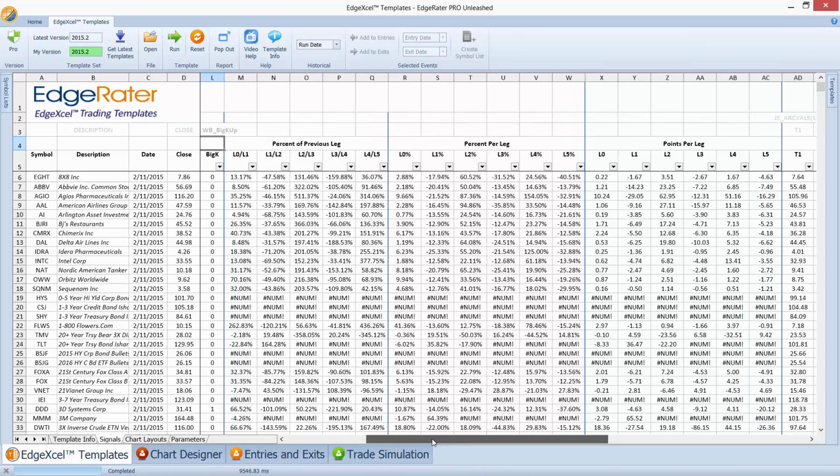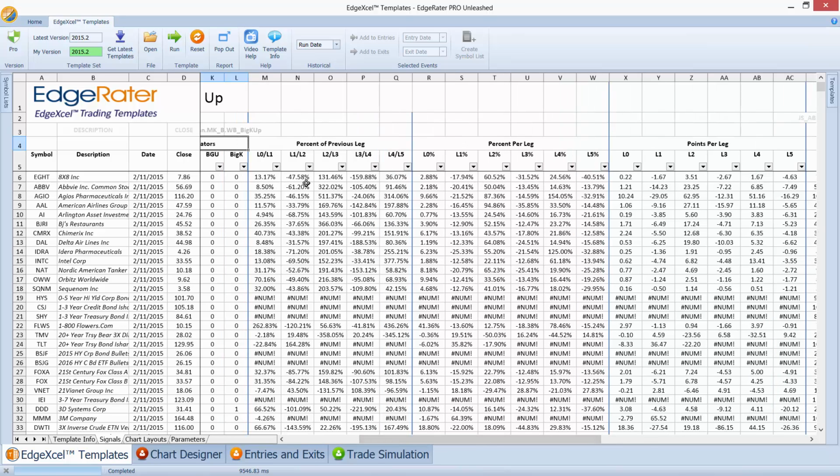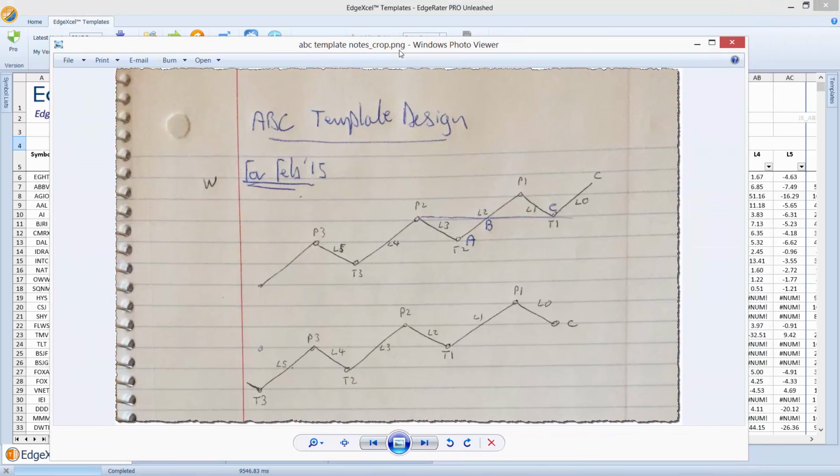And then moving over to the next set of columns, we look at percent of previous leg. And this is where we are talking about how much the current leg moved in terms of the previous leg. So if you had a leg, and let me bring this back in again to help highlight this, if you had a leg here, T3 to P2, and that moved up 10 points, and then P2 to T2 moved down, say, 5 points, that would be essentially a 50% move off of the T3 to P2 move, or leg 4. So leg 3 to leg 4 would be at 50% down.